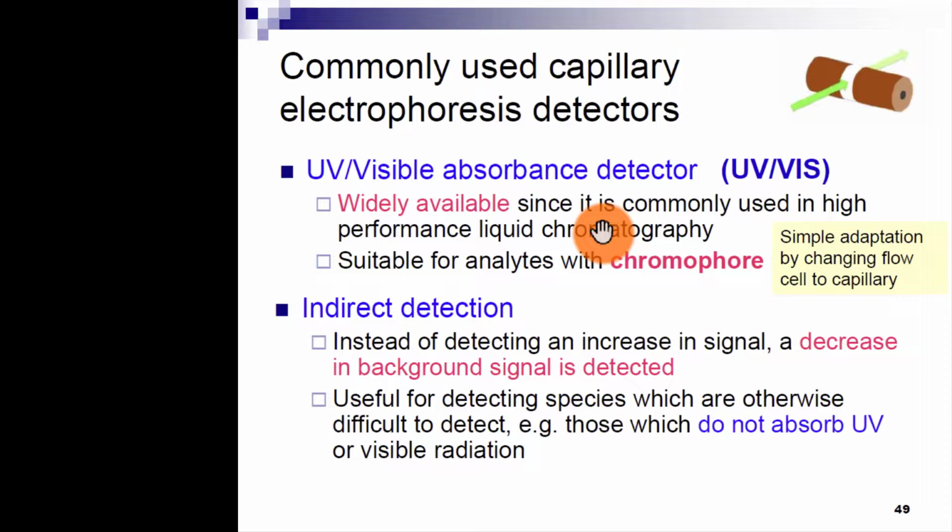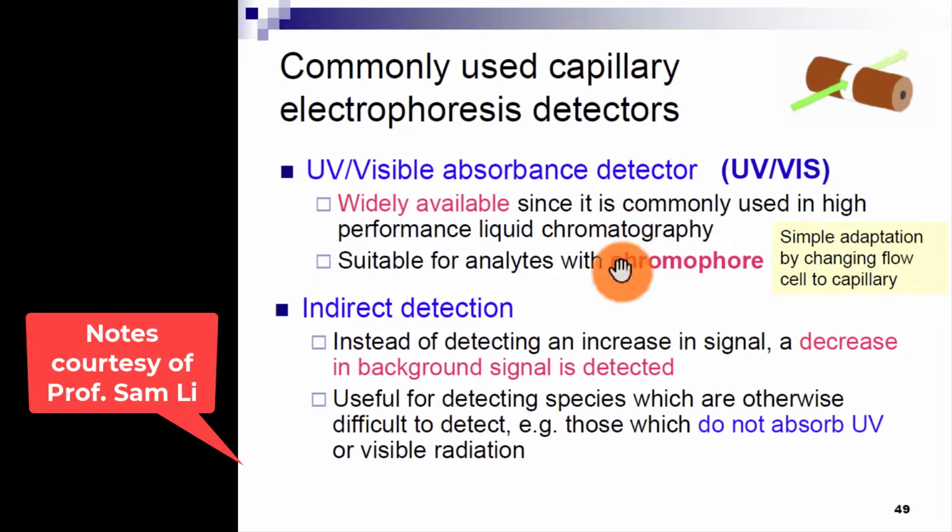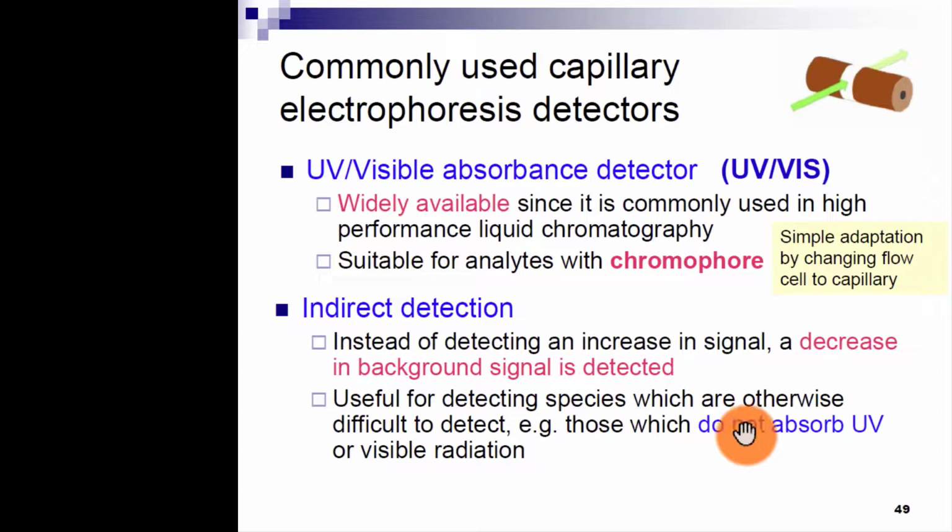Now for indirect detection, the indirect absorption detection has been used for species with low molar absorptivity that are difficult to detect without derivatization. So the ionic chromophore is placed in the electrophoresis buffer, and then the detector receives a constant signal due to the presence of the substance.